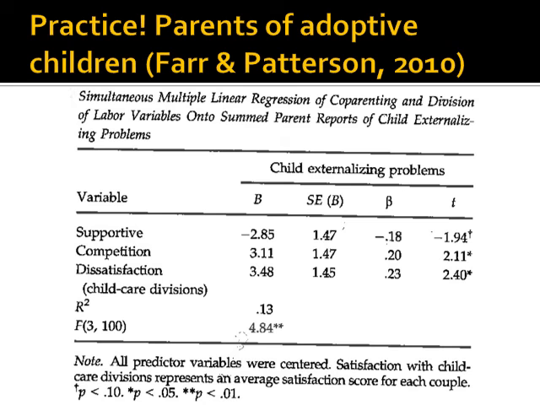R squared is also reported here, as well as F, so looking at the difference between various variables. So we have beta slopes for supportive, competition, and dissatisfaction in terms of externalizing problems, meaning that if parents are more supportive, the child is less likely to have externalizing problems, whereas if a parent is more competitive, if the parents in between each other are more competitive, the child is more likely to have externalizing problems. And if there's dissatisfaction in childcare divisions between parents, the child is also more likely to have externalizing problems. I interpreted that just by looking at the beta slope line.